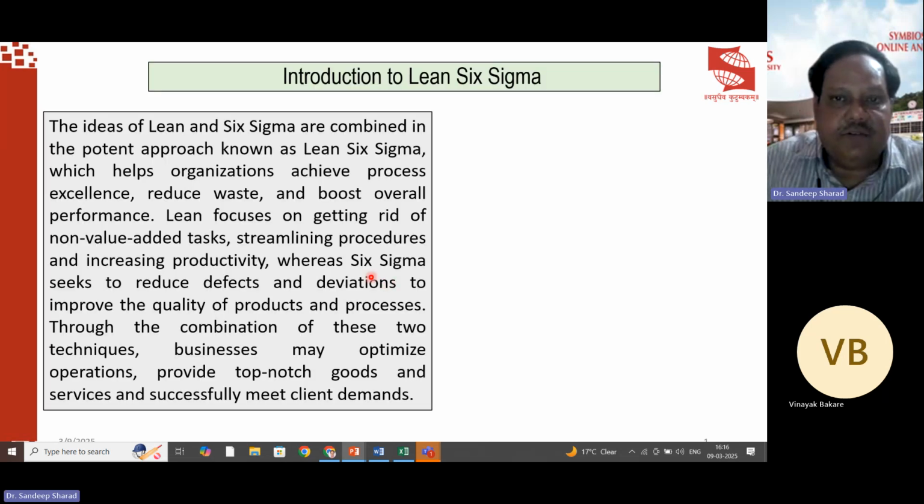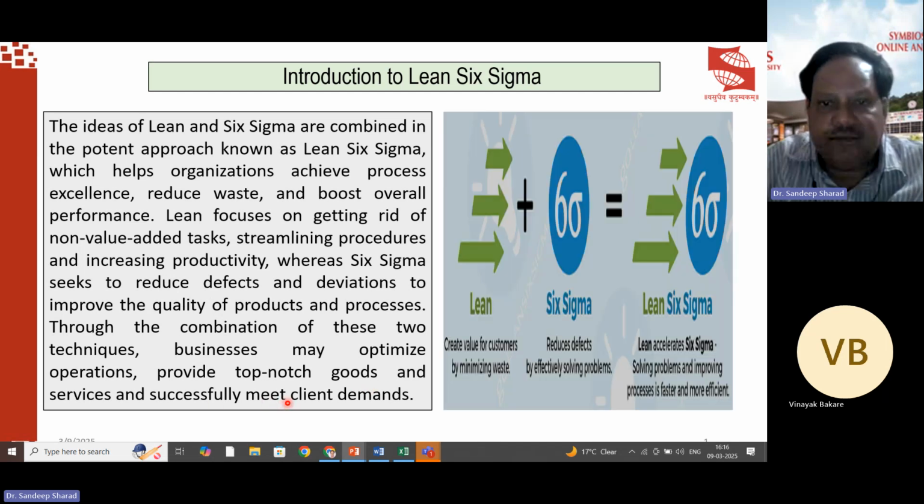As far as introduction to Lean Six Sigma is concerned, the ideas of Lean and Six Sigma are combined in a potent approach known as Lean Six Sigma, which helps organizations achieve process excellence, reduce waste, and boost overall performance. Lean focuses on getting rid of non-value added tasks, streamlining procedures, and increasing productivity, whereas Six Sigma seeks to reduce defects and deviations to improve the quality of products and processes. By combining these two techniques, businesses may optimize operations, provide top-notch goods and services, and successfully meet the client demands.